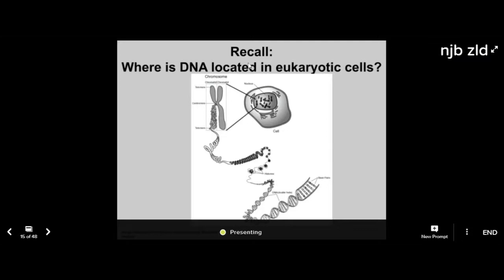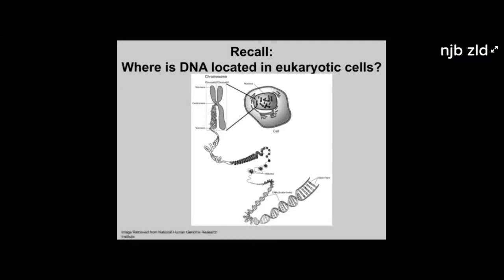So put it in the chat real quick. Where is DNA located in eukaryotic cells? Somebody tell me. Somebody put it in the chat. Where do we find DNA in eukaryotic cells? Nucleus! Elizabeth Hull, thank you. Thank you, R.O. There is civilization out there. Yes. You get a virtual hug.